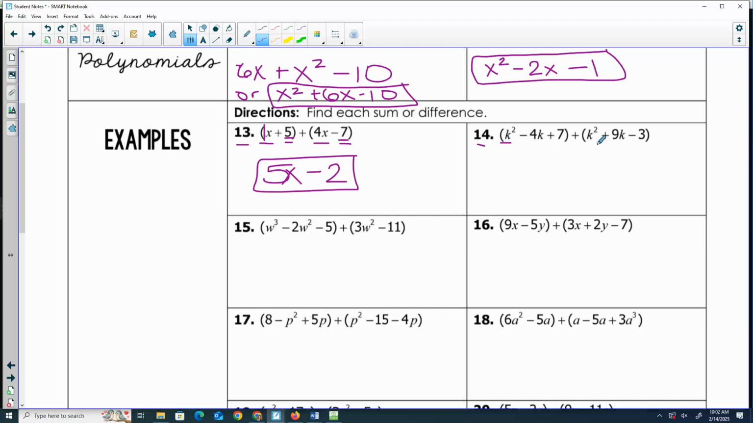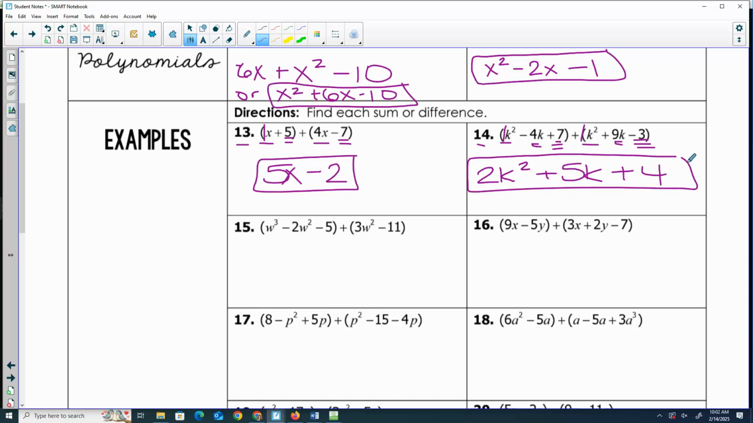14. k squared plus k squared. We're adding them. So this is like 1k squared plus 1k squared. 1 plus 1 is 2. And the k squared doesn't change. So we're adding, not multiplying. Negative 4k plus 9k. So negative 4 plus 9? 5k. 7 minus 3 plus 4. 2k squared plus 5k plus 4.